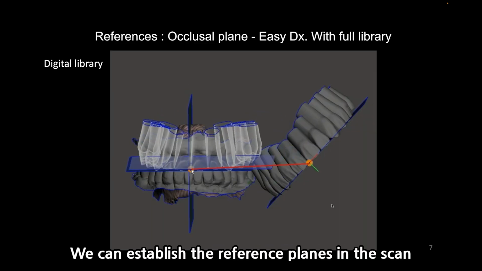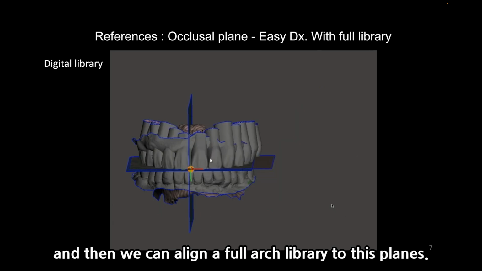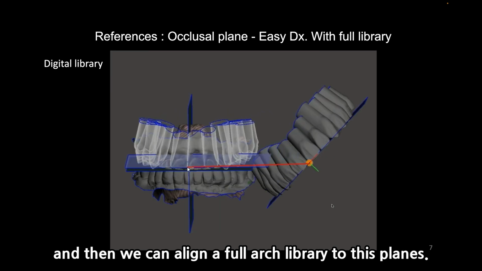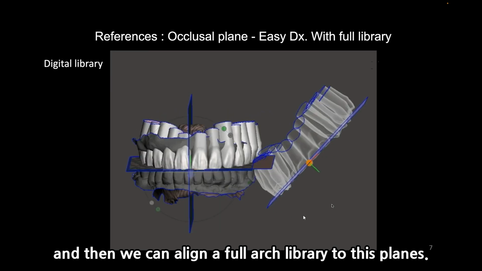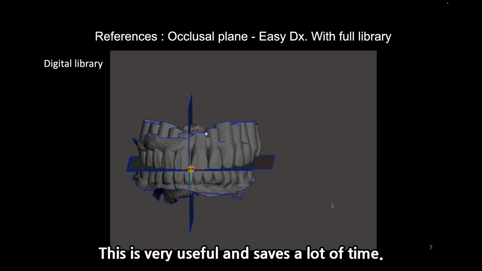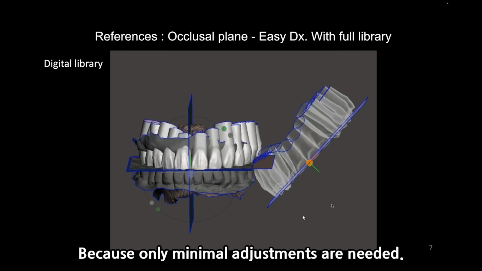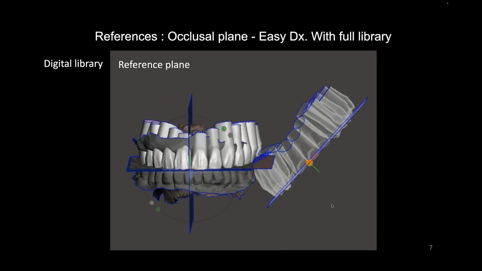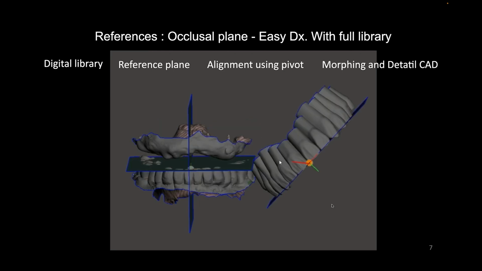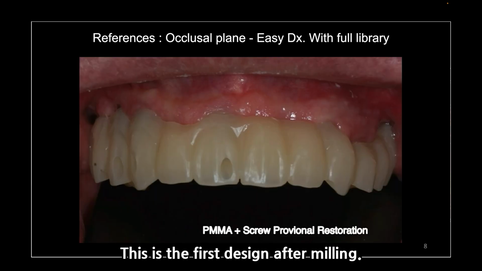We can establish the reference planes in the scan, then we can align a full arch library to these planes. This is very useful and saves a lot of time because only minimal adjustments are needed. This is the first design after milling.